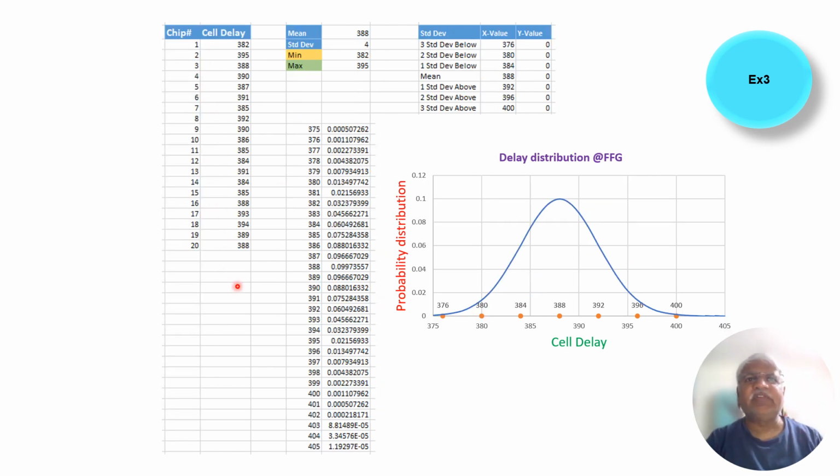These are some more sample values, where the 3 sigma deviation below point is 376. That means it has crossed the 382 picoseconds which we computed earlier. So definitely this will not be a realistic scenario of the distribution, and this FFG value will not truly represent the actual samples which we have to use.